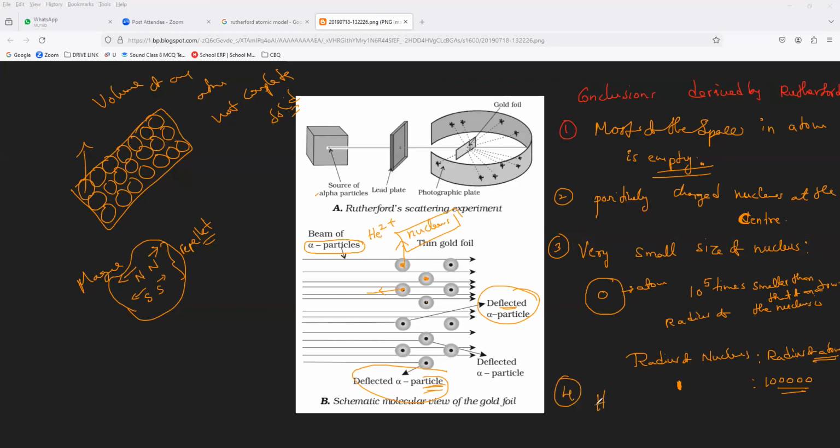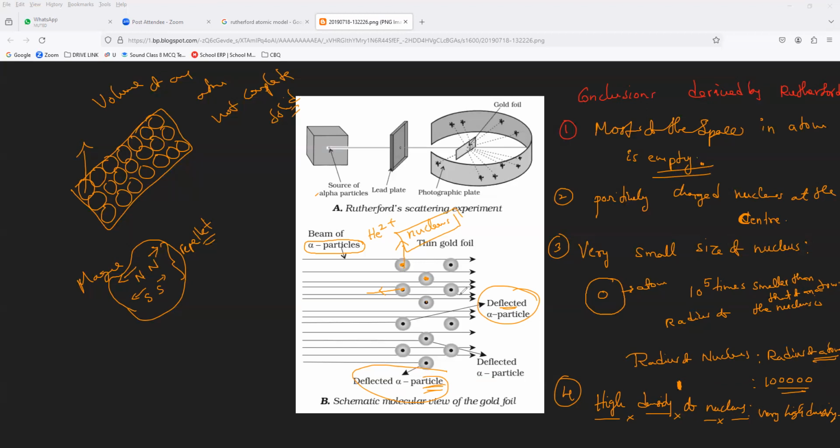Remember, the density of the nucleus is extremely high. That is why we can say the whole mass of the atom is located at which point? At the nucleus only, the center. So the nucleus has very high density, please write it. That is the reason 1 out of 12,000 particles will be bouncing, rebounding, on the basis of calculations.